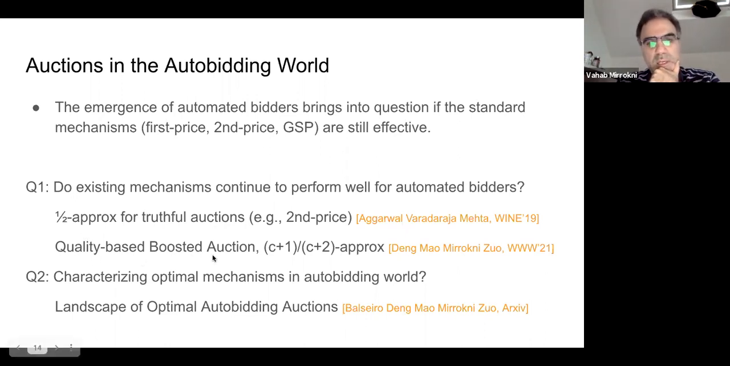But we have a new set of results on auctions that we call quality-based boosted auctions that improve the outcome of the auction from a one half approximation to (C plus one) over (C plus two), for some parameter C. And then we also characterize the optimal auction in the auto bidding world in a new paper that's now available online.